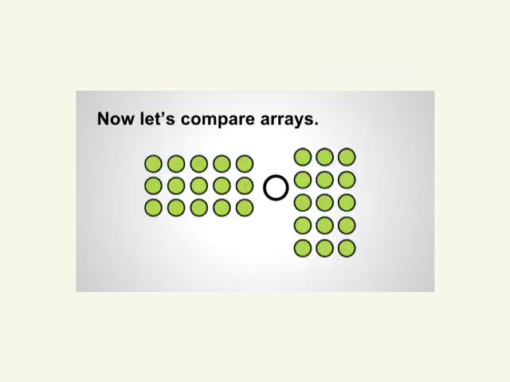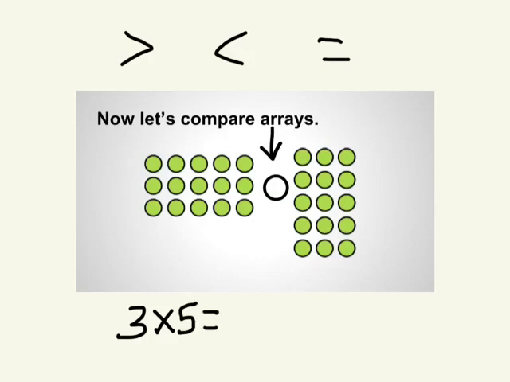Now let's compare arrays, and we will use the greater than, less than, or equal sign to put in between the two arrays. Let's take a look at our first array and let's write the equation underneath it. Okay, I see 1, 2, 3 rows. 3 rows of, now I need to see how many are in each row. 1, 2, 3, 4, 5 equals, oh, go ahead and count by fives to get our answer. 5, 10, 15.